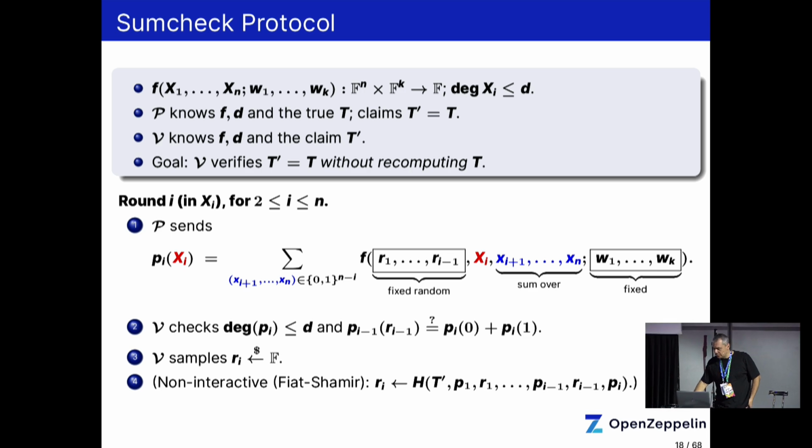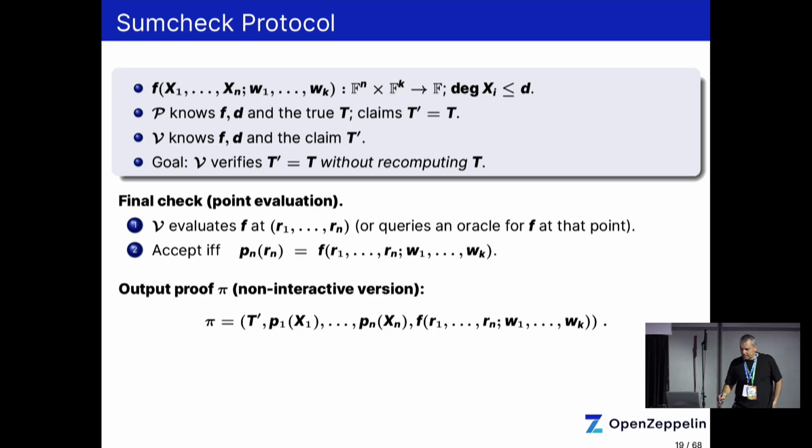I'll give you a chance for questions in a moment, but I just want to complete the description. This is the final check, and in the final check, we have already assigned random values to all the variables. So at this point, the verifier actually evaluates the original function f, the real function. At this point, you cannot give him a fake function because he knows it. He will evaluate it at R1 to Rn, and he will ask whether this evaluation equals the last sent polynomial, Pn of Rn.